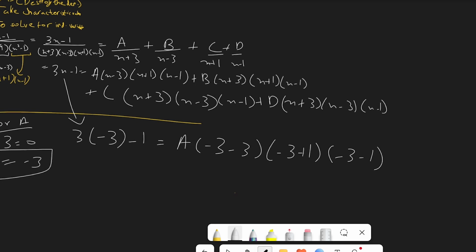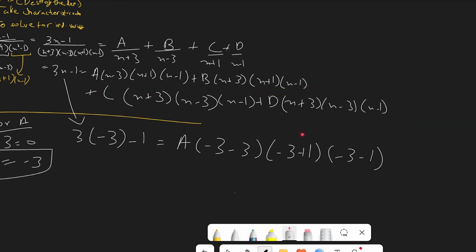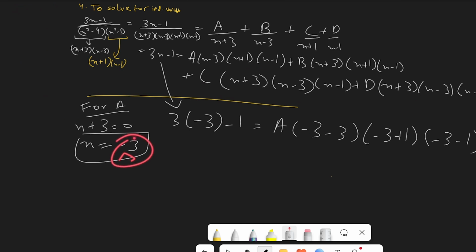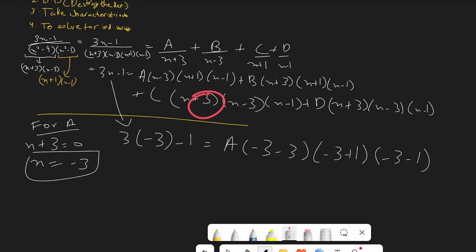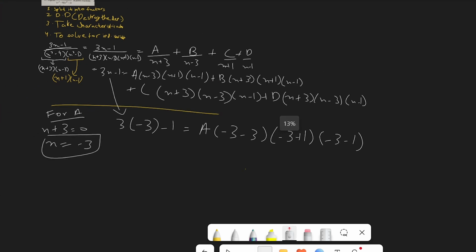For all the rest of the terms, the b, c, and d terms, they will all end up being 0, because when we put minus 3, they have a plus 3 to cancel it out and make it 0. When 0 multiplies, the whole term would be 0. There is x plus 3 in each of them, so all other terms would be 0. If you don't believe me, do it and you'll get the same answer as me.